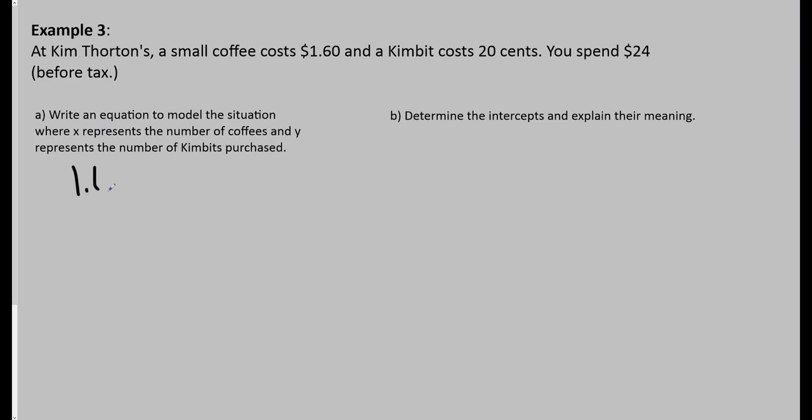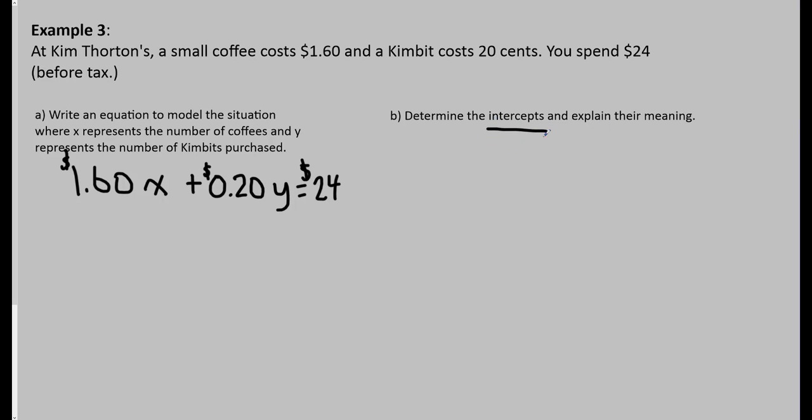So if it's $1.60 per coffee, per means times, the coffee in this case is x. So $1.60x plus 20 cents, and we're going to use not 20 but 0.20 so that it's the same currency. So you could have done 160x plus 20y, but I'm going to do it in dollars because it's equal to $24 total. So hopefully you got the equation easily, and most of you can logic your way through that. B is the new stuff today. Determine the intercepts and explain their meaning.